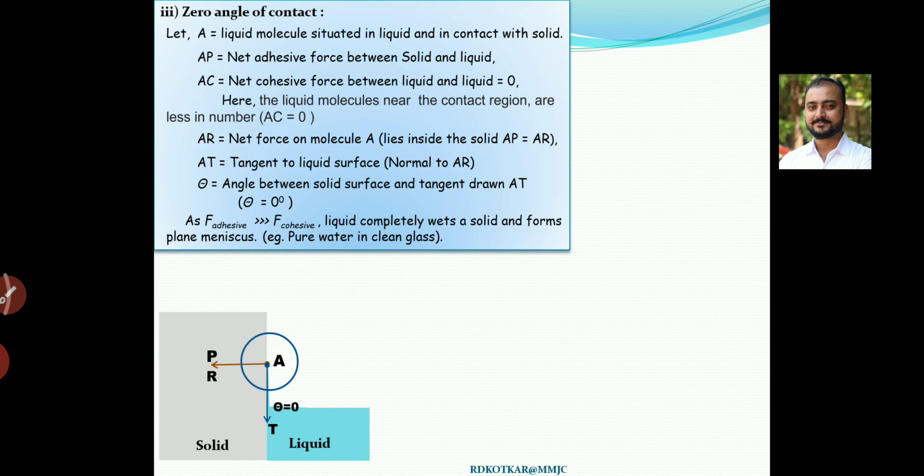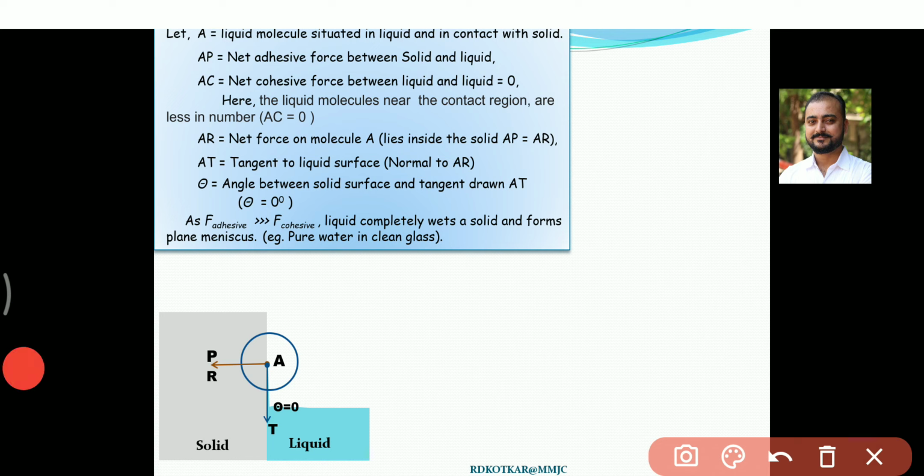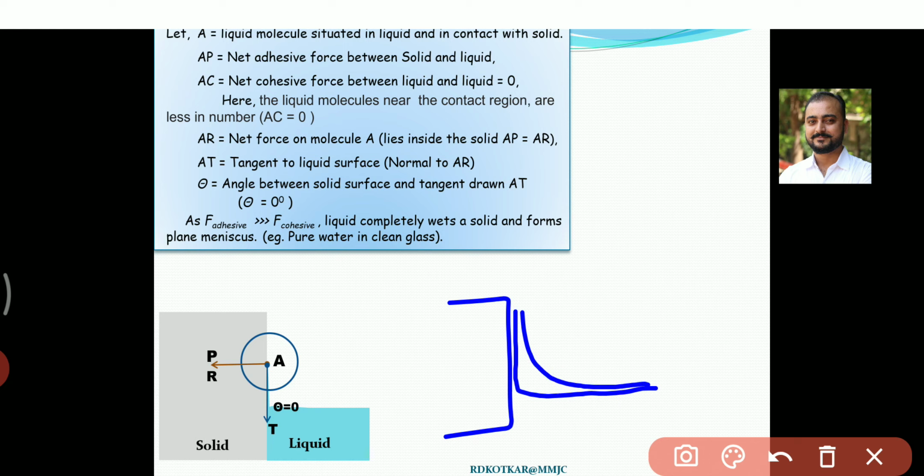Actually, as you observe in this diagram, the liquid completely wets the solid surface. If we consider this the solid surface, then this liquid will completely wet the solid surface. Actually, somewhat of a gap is there because of the writing issue. But as you observe, in case of concave meniscus there is the formation of meniscus like this. In case of convex meniscus, it will be like this.